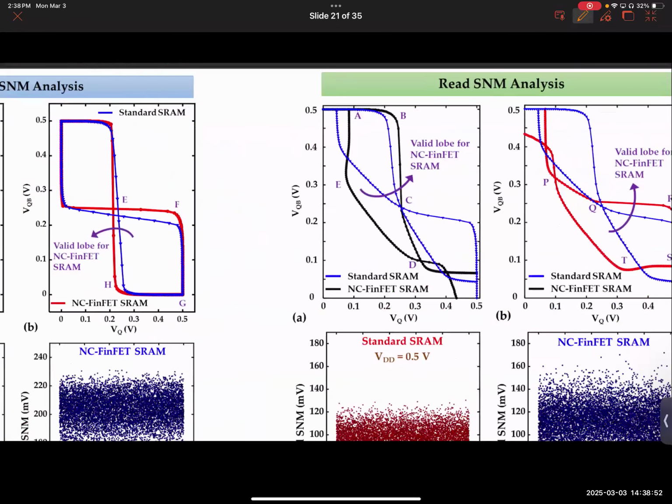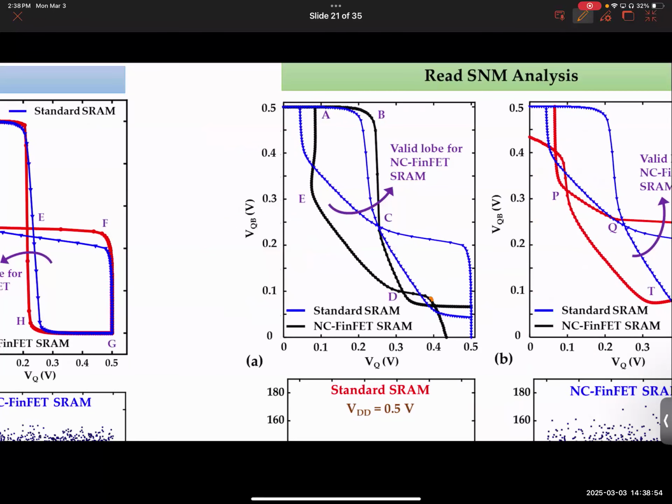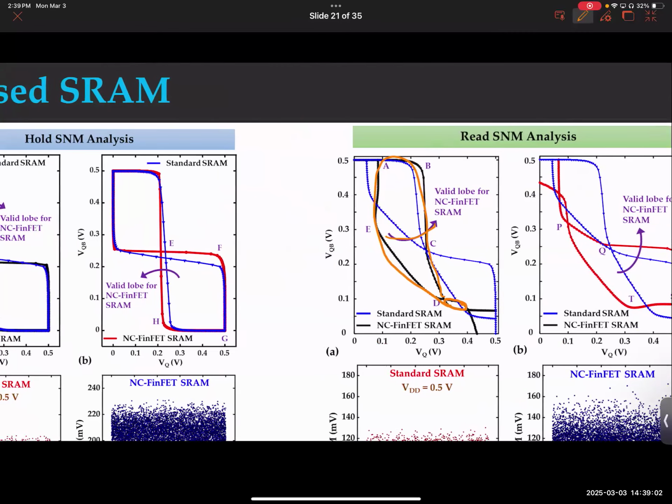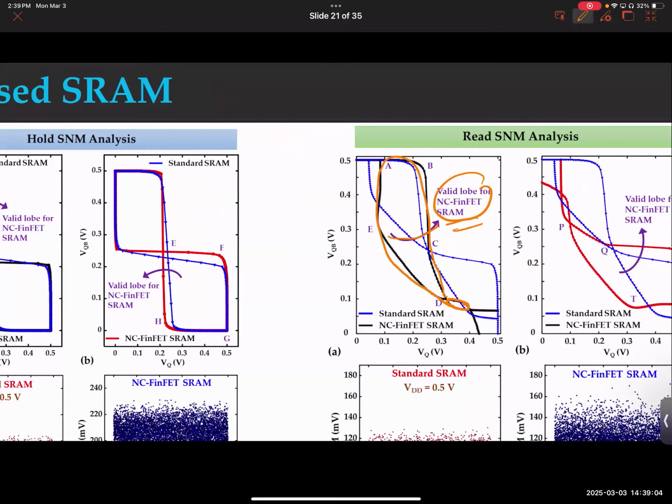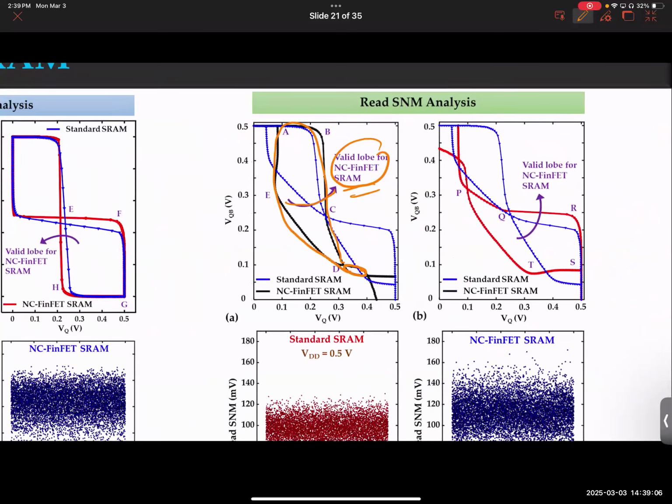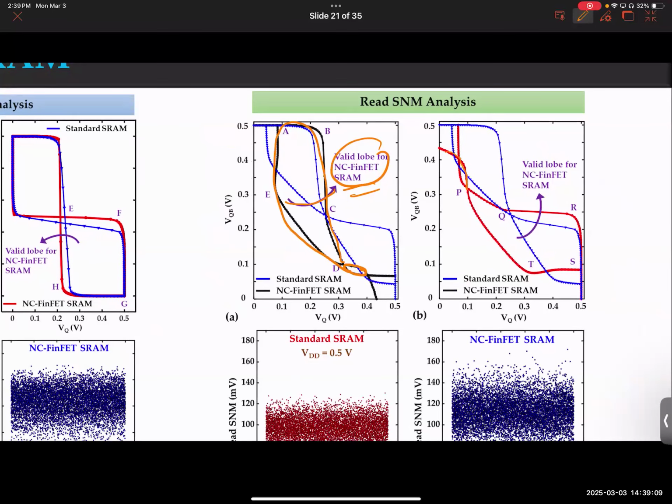Just take a look at this experimental data. So look at the black one. This is a really tiny, small lobe. And this is a very big lobe. And this is mentioned as the valid lobe. Notice the red one, which is the counterpart. The red one has a really small lobe here and a really big lobe on the other side. So the big one is activated, the smaller one is not.